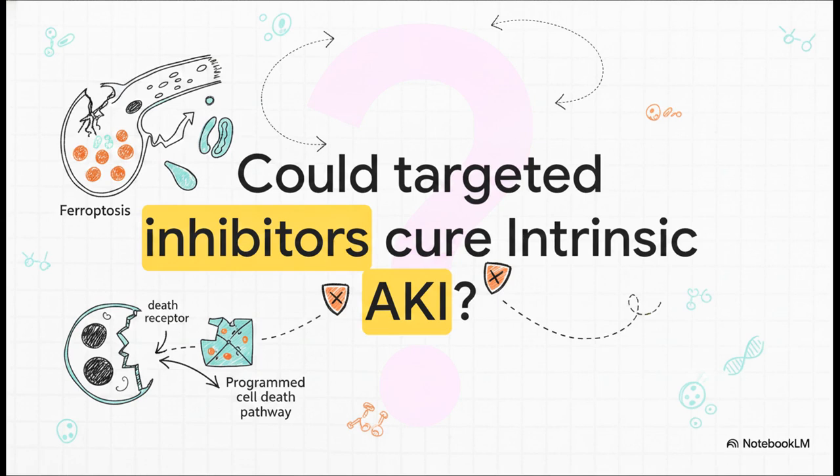For decades, we thought acute tubular necrosis was just accidental, passive cell death from injury. But modern science has revealed that much of this cell death is actually highly regulated by genetic pathways. We're talking about iron-dependent ferroptosis or receptor-mediated necroptosis. If this death is programmed, well, that means it can be unprogrammed. Could the future of nephrology lie in targeted inhibitors, like ferrostatins, to simply switch off the death pathways and finally cure intrinsic AKI? Keep an eye on the literature team, because the way we treat these patients is about to revolutionize.